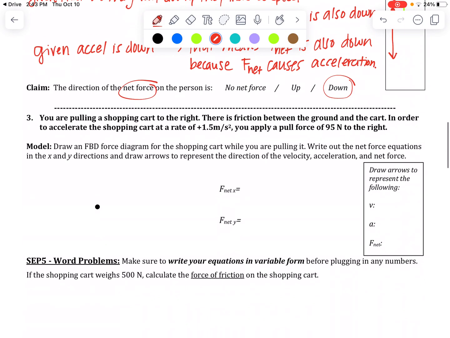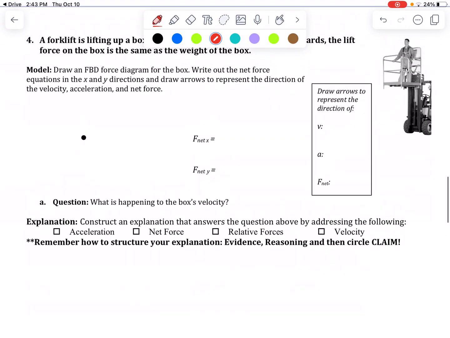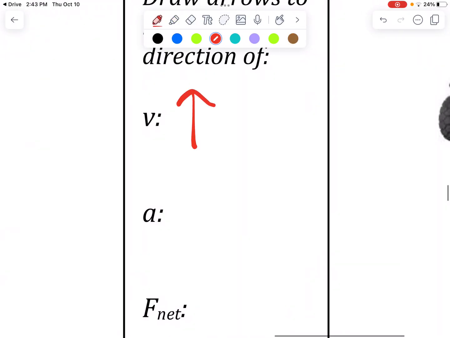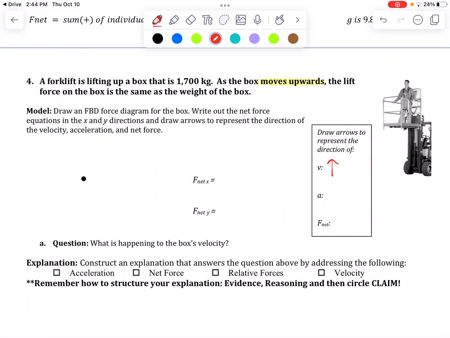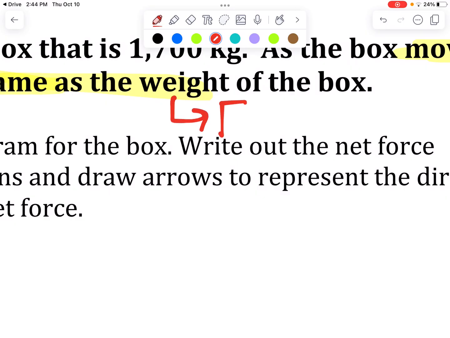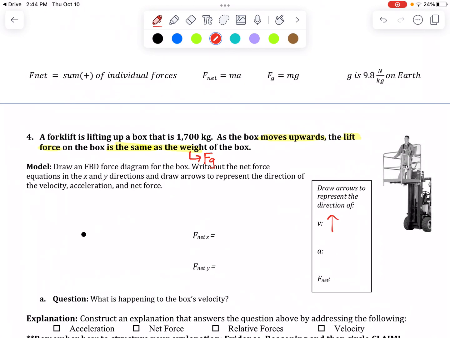All right, let's go through the next SEP6 question. So again, I'm going to highlight things and add things to my diagram as I hear them. So a forklift is lifting up a box that is 1,700 kilograms. As the box moves upwards, okay, so that means the velocity is up because that's the direction of motion. The lift force on the box is the same as the weight. So when I read weight, anytime I read that, I always just make a little note to myself that that's force of gravity.